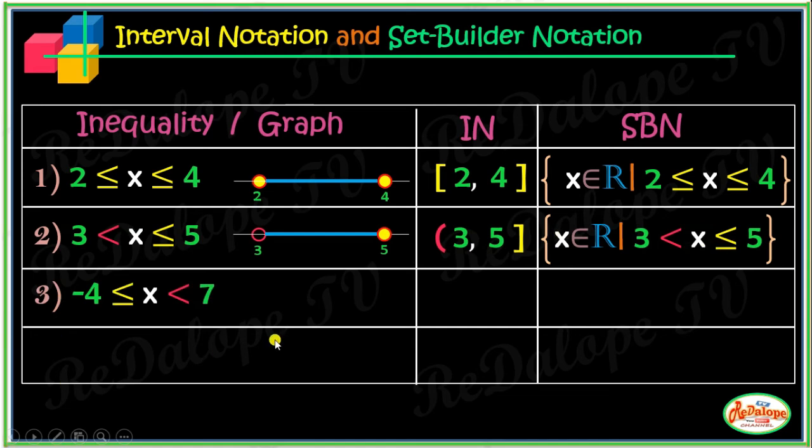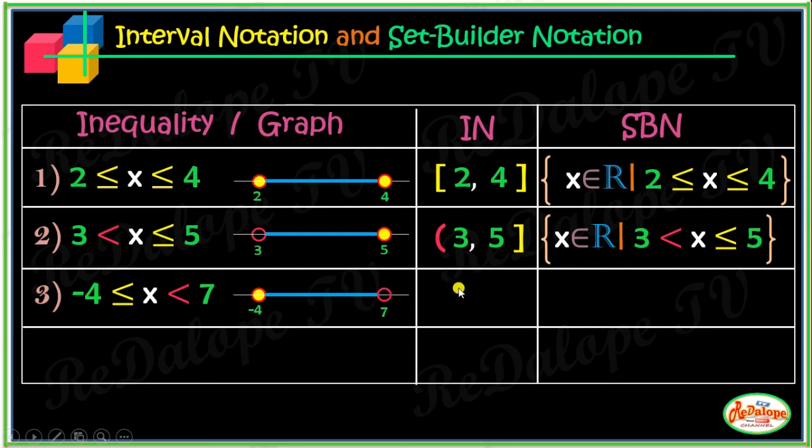For number 3, we have x is greater than or equal to negative 4 but less than 7. Since this is x greater than or equal to negative 4, we will make use of the closed circle at negative 4, and this is less than, so an open circle at 7. So we have this graph. Negative 4 and 7 are the endpoints. So the solution is all real numbers between negative 4 and 7, including negative 4 but not including 7.